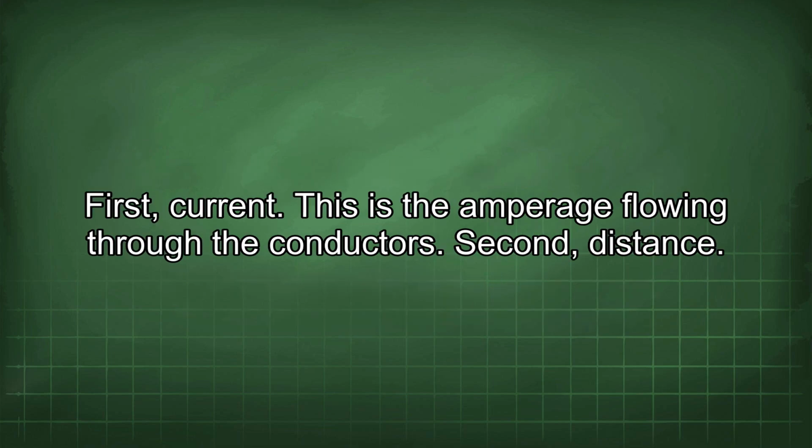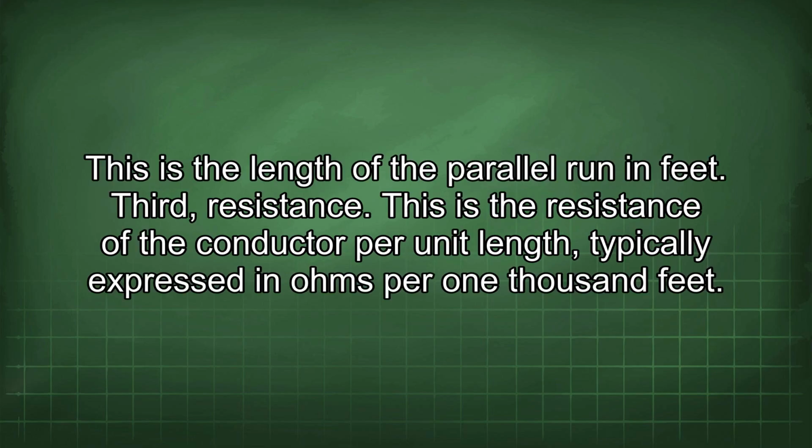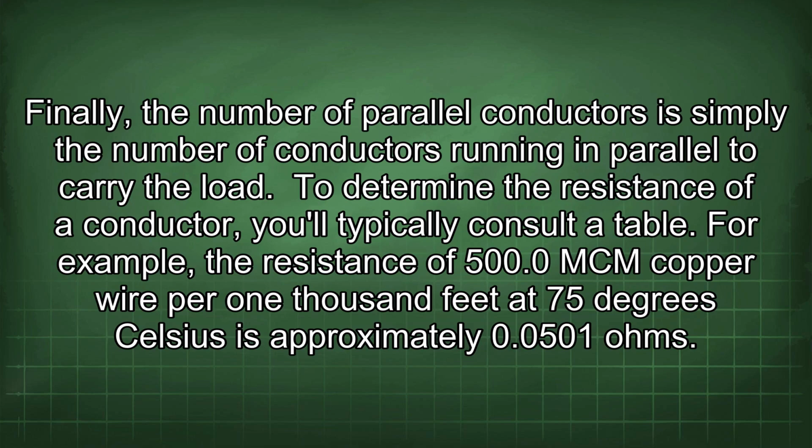First, current. This is the amperage flowing through the conductors. Second, distance. This is the length of the parallel run in feet. Third, resistance. This is the resistance of the conductor per unit length, typically expressed in ohms per 1000 feet. Finally, the number of parallel conductors is simply the number of conductors running in parallel to carry the load.